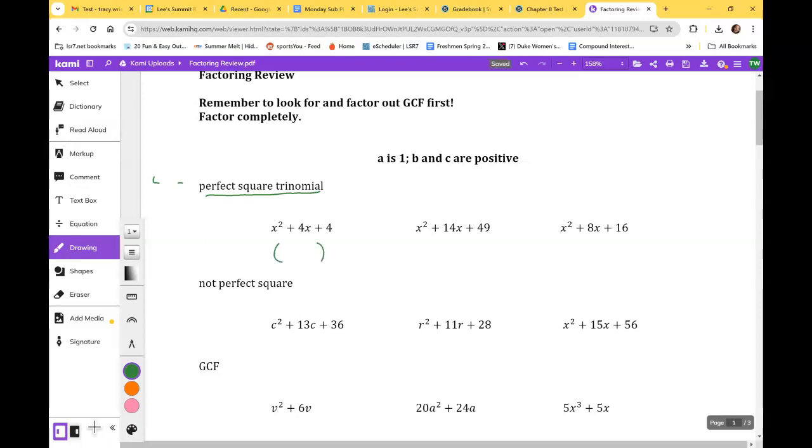And the way we know it's a perfect square trinomial is if our c is a perfect square. Okay, the square root of 4 is 2. And if I can double that and get the middle, and 2 times 2 is 4, that number is going to go inside my parentheses, and I'm going to square it.